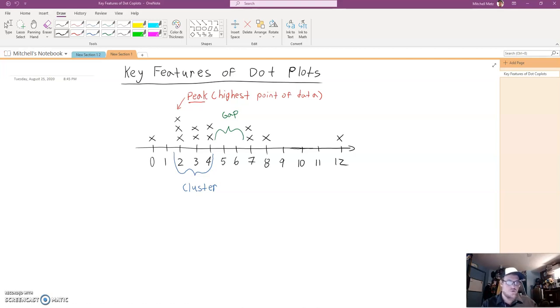So for this tutorial, I'm going to be showing you the key features of dot plots. And so there's a few considerations that you need to know when it comes to looking at dot plots. And I color coded them here.